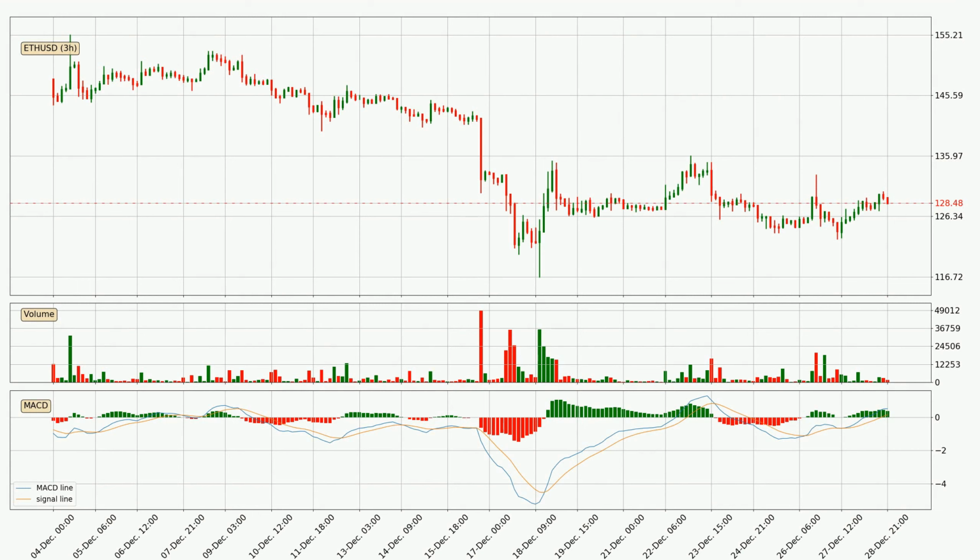Moving to the 3-hourly MACD, seeing as the MACD line is above the signal line, meaning that the trend is currently on the up. However, the MACD histogram shows that the momentum is currently shifting to the downside and it could be expected that the price will consolidate, and it is better to wait and see if the MACD line will cross the signal line, which will be bearish.